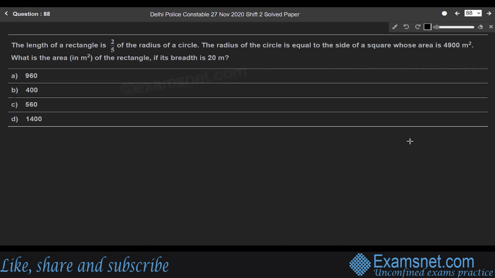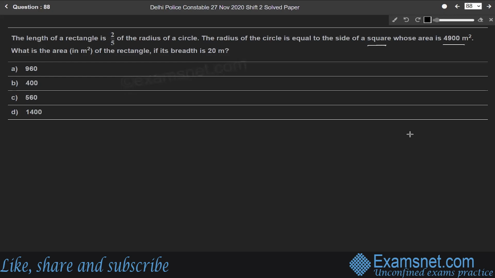Question 88. The length of a rectangle is 2 by 5 times the radius of the circle. The radius of the circle is equal to the side of a square whose area is 4,900 meters square. What is the area of the rectangle if its breadth is 20 meter? So here, given the length of the rectangle, L is equal to 2 by 5 times the radius of the circle.